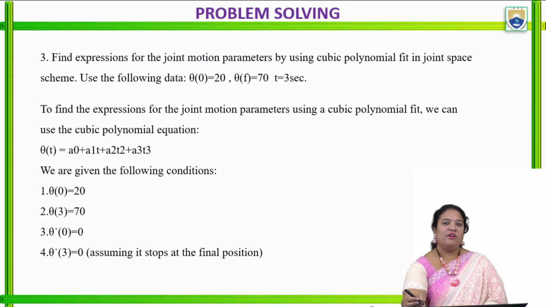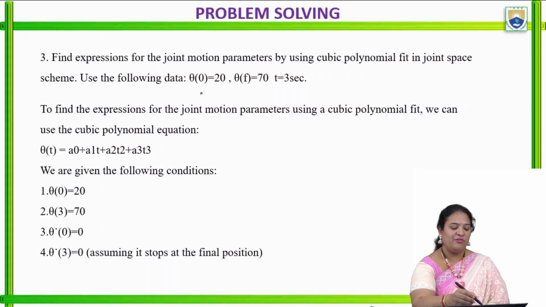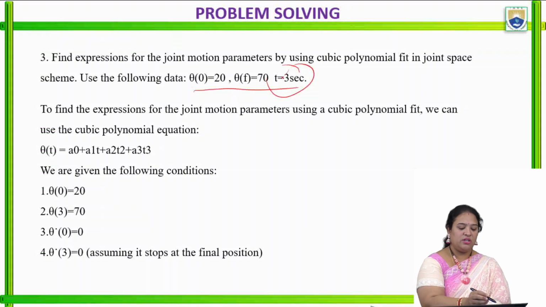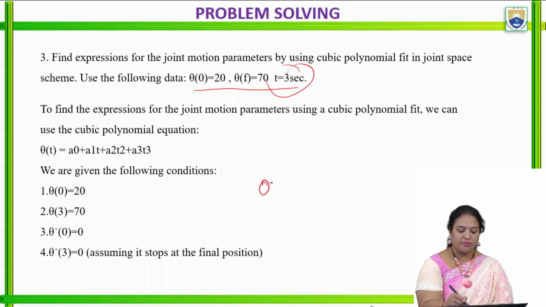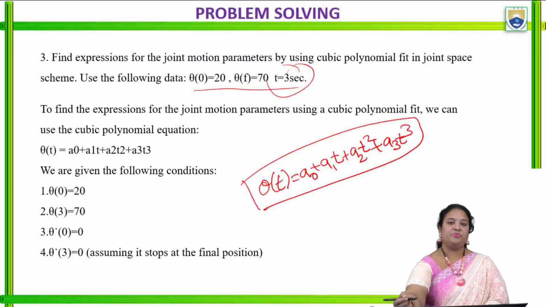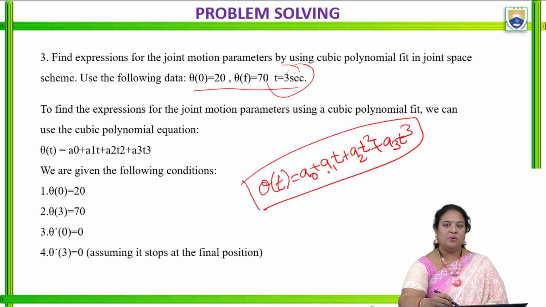Moving on to the third problem: find the expression for the joint motion parameters by using a cubic polynomial fit in the joint space scheme, with the following data: theta of 0 is equal to 20, theta of f is equal to 70 at a time of 3 seconds. So theta of t is equal to a0 plus a1 t plus a2 t squared plus a3 t cubed. This is the equation of the joint parameter.